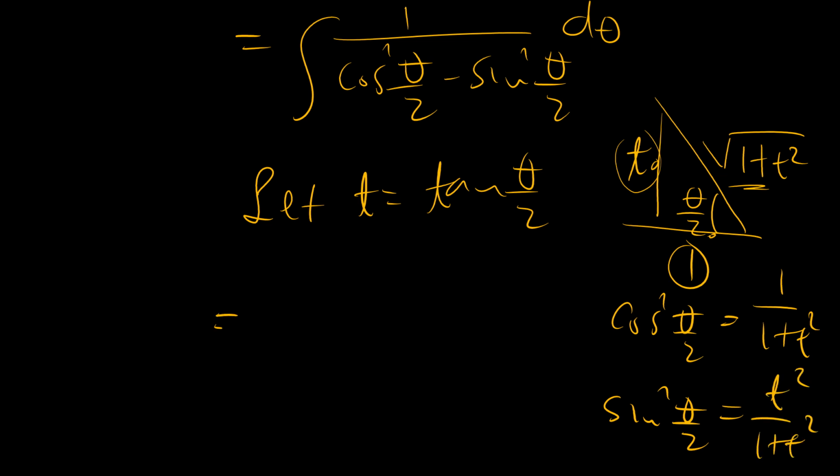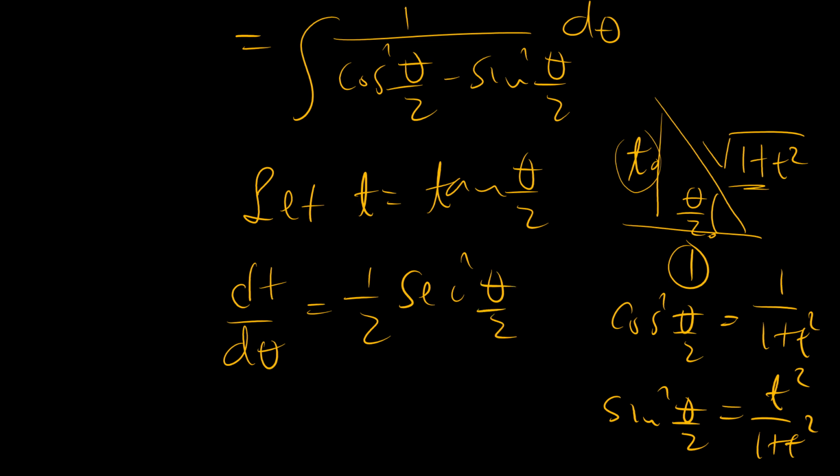So our integral becomes 1 over, we forgot to do one thing, and that is how we may express the d theta. From here we see d t is the same as a half sec squared theta over 2 d theta. So 2 dt over sec squared theta over 2 is equal to d theta.